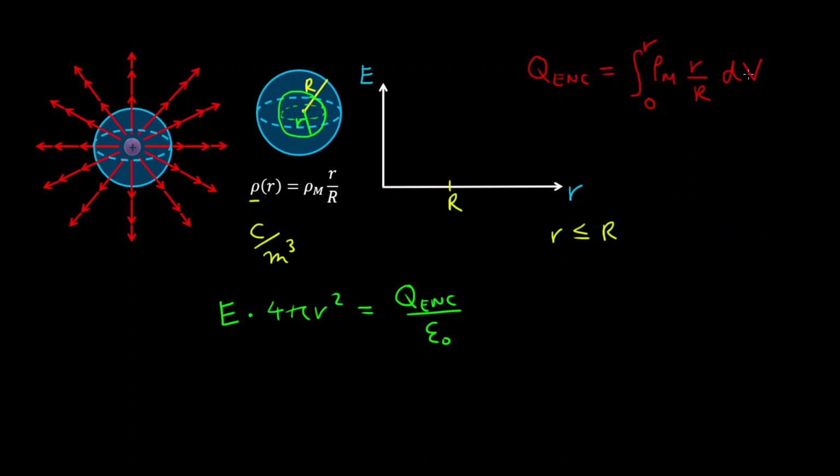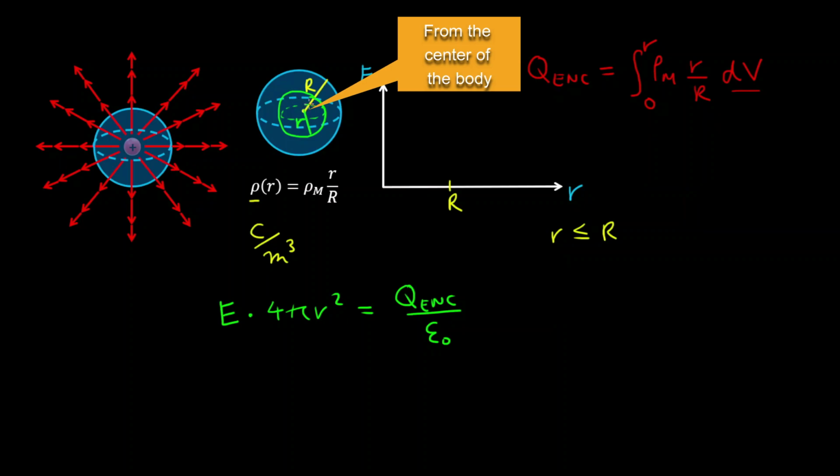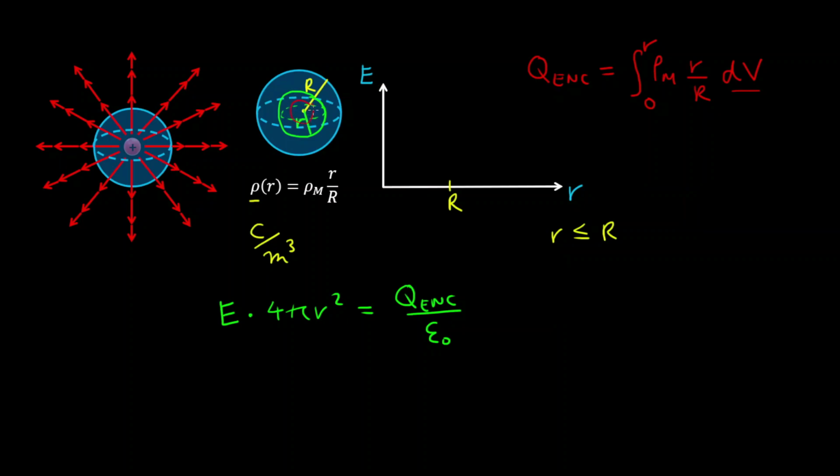An expression for the differential volume element in terms of the radial distance from the center of the charge can be obtained by dividing this surface into infinitesimally thin spheres. These thin spheres are going to have an infinitesimal thickness dr. If you can imagine, the surface area of one of these spheres is 4 pi r squared, multiplied by the infinitesimal thickness of the sphere, and then multiplying by rho m by r on R, and integrating from 0 to r, gives us the total charge enclosed within that green surface.